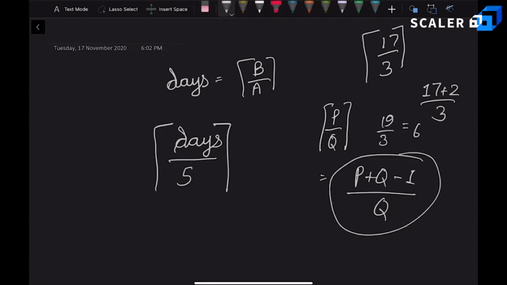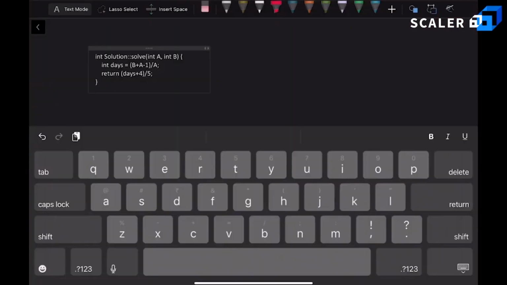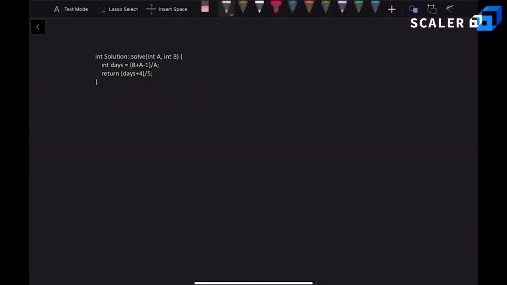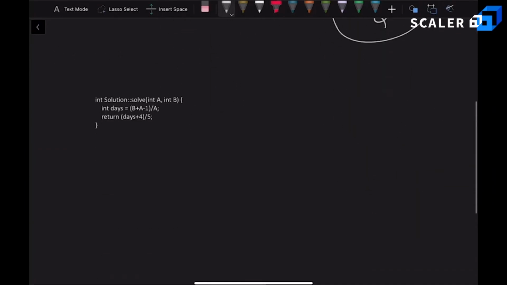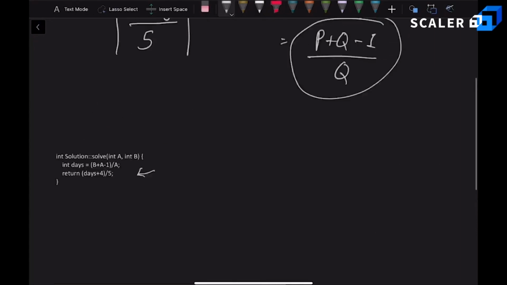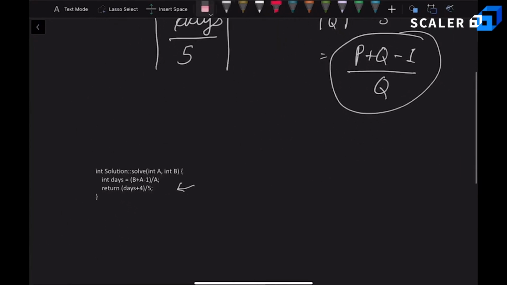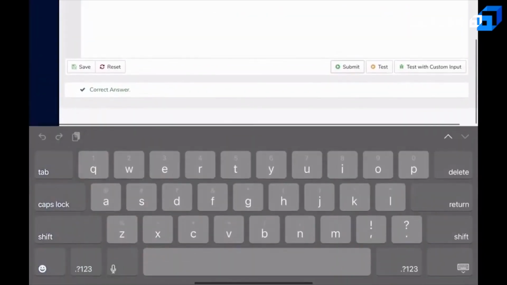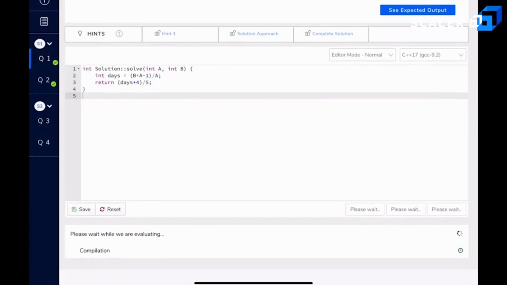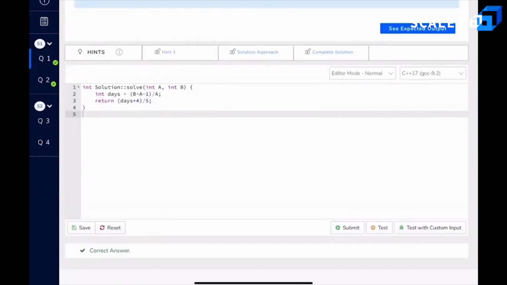So let's actually implement this. We assign days as (B plus A minus 1) by A, which is ceil of B by A. So days is ceil of B by A, and we will simply return (days plus 4) by 5, which is ceil of days by 5, which is our answer. So let's actually submit it to check. We have written the code here, and it works on the sample cases, and let's submit it. It works on all the cases.